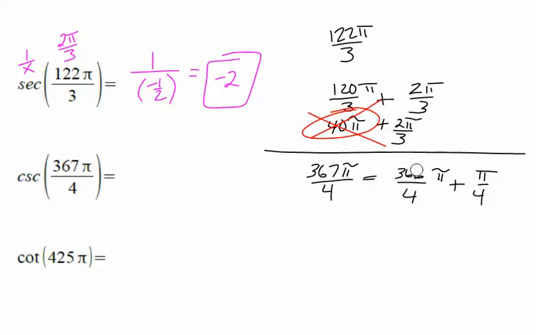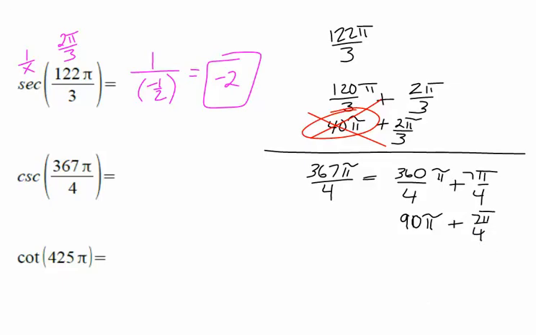So I'm going to change this. What would be divisible by 4? How about let's try 364 divided by 4. 364 divided by 4 is going to be 91. That still isn't good because that's not a multiple of 2 pi. So I'm going to back up 4 more and I'm going to go with 360 pi. That 360 divided by 4 is 90 pi, which is exactly what we want. But then 367 pi over 4 would be 360 pi over 4 plus 7 pi over 4.